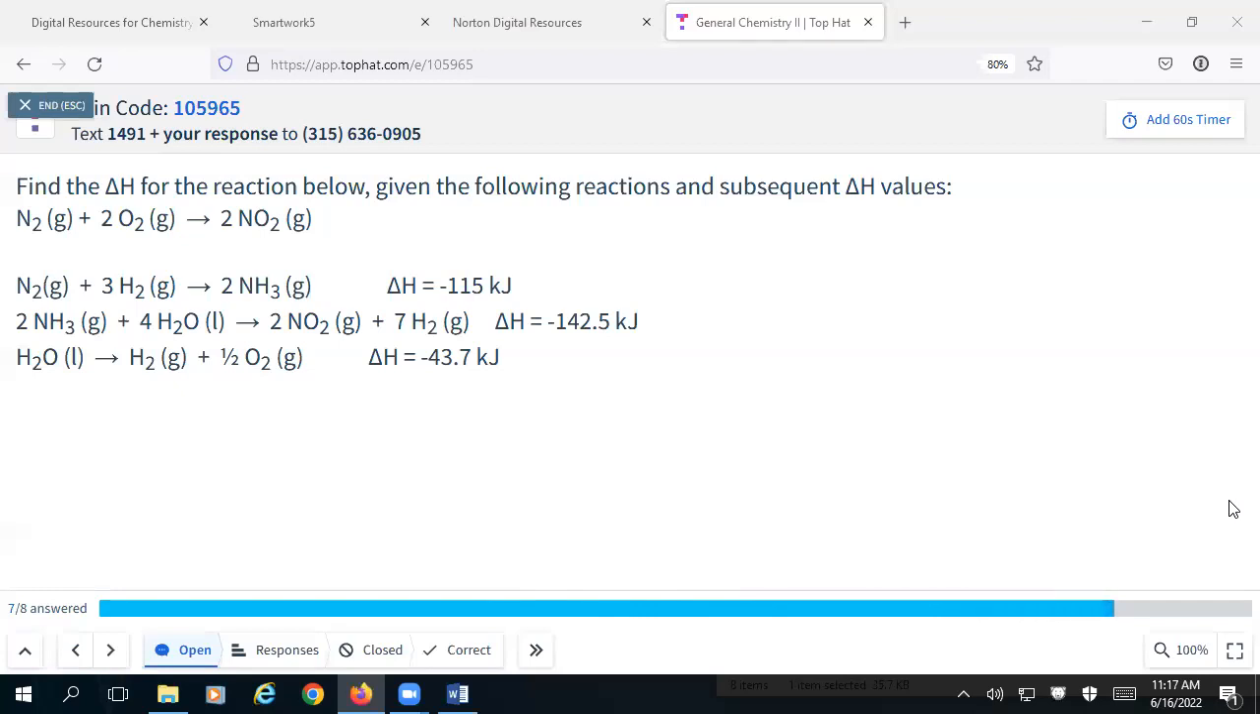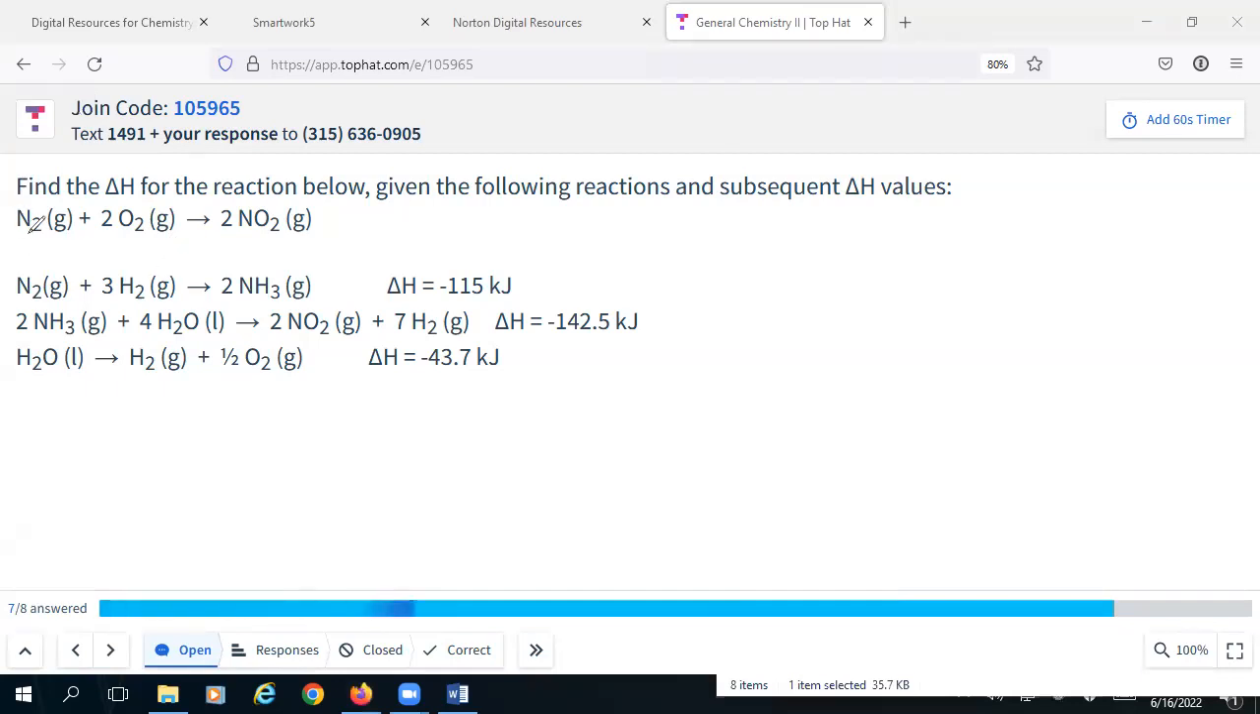All right, let's see how we did. So for me, what I would be looking at first is I need a nitrogen, and I can see that the first equation has the nitrogen I need with the coefficient that I need. So this one we're going to leave exactly as is.